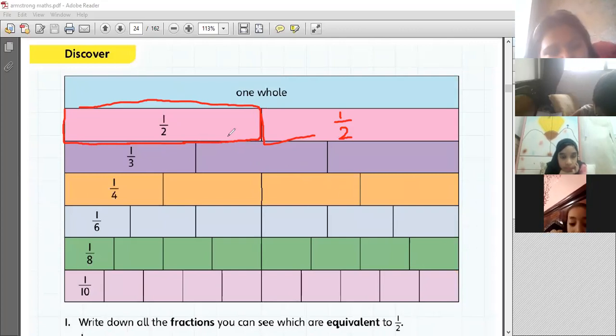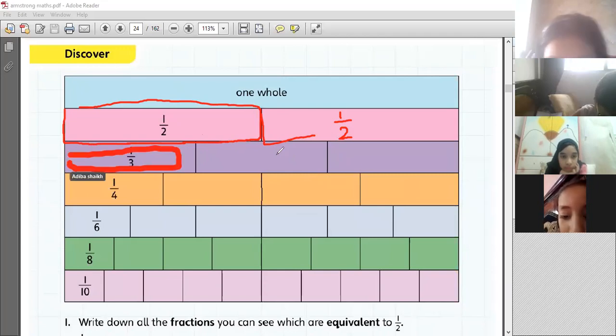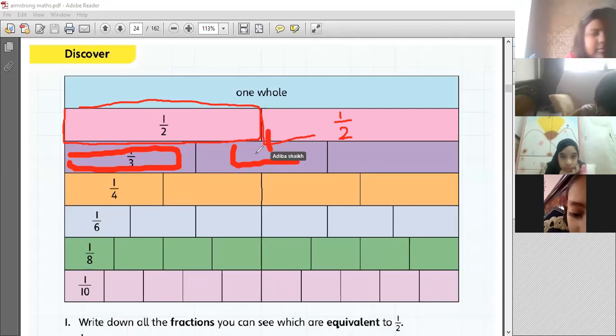This block is what fraction? Can you see my cursor moving on this block? Ma'am, 1 by 3. Adiba, you have to write 1 by 3. Don't do shortcuts. Write it. Wait, ma'am, I'll write it.